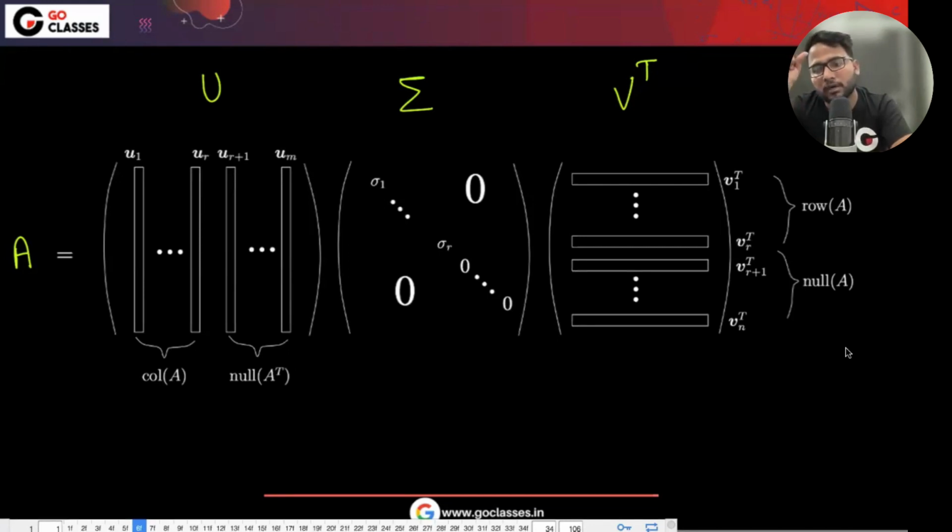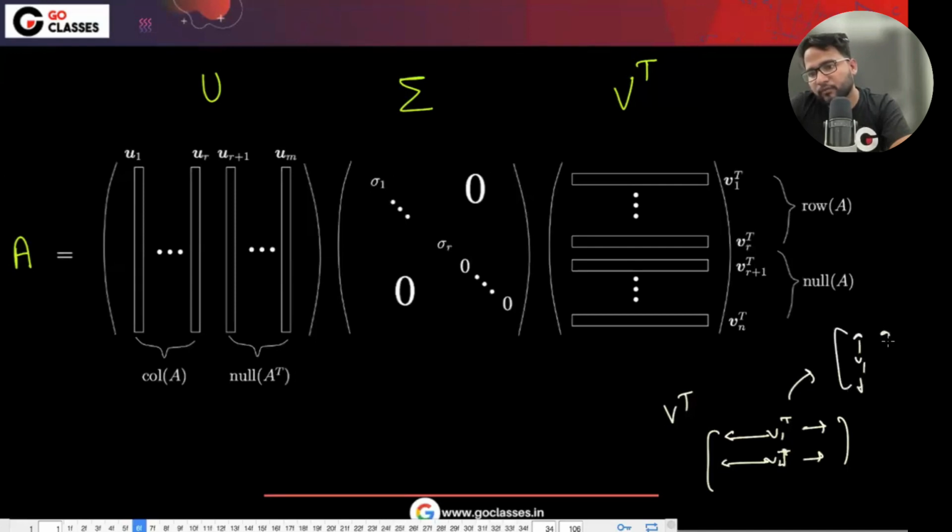So the last two columns. For V transpose, these are the rows. That's why for V, it will be the columns. It might be a little confusing, but see here that you write V transpose here, right? V transpose means this is V1 transpose. Now, if you take one more transpose, this will be V1, V2 like this. So these are the columns of V. Rows of V transpose, but columns of V.